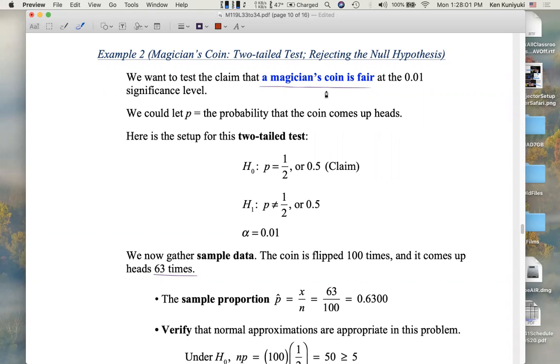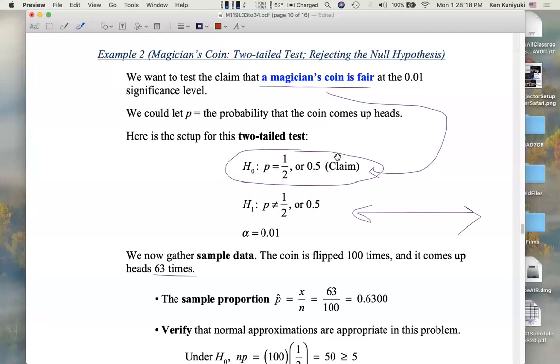Is that the null or the alternative? The claim is the null because the coin is fair, P equals 0.5. The case of equality always goes with the null. And if the claim is the null, well, everything else is with the alternative.